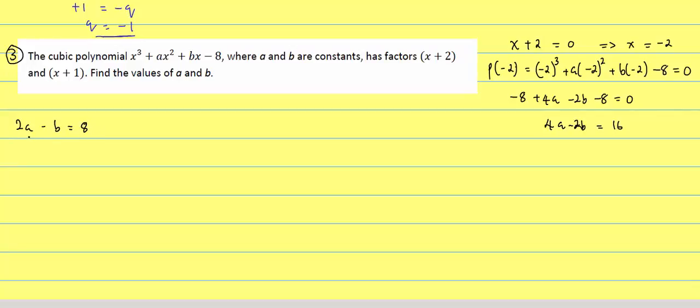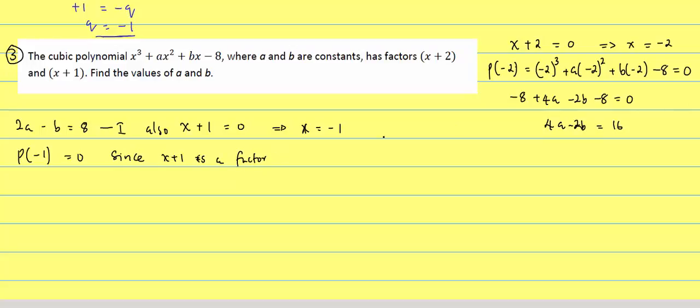Now I cannot solve this equation because it's got 2 unknowns there, so we must be able to find another equation using the information that we're given in the question. We already know that x plus 1 is also a factor, so I'm going to set that to 0. It follows that p of x at x equal to negative 1 is also going to be equal to 0. So p of negative 1 is equal to 0 since x plus 1 is a factor.